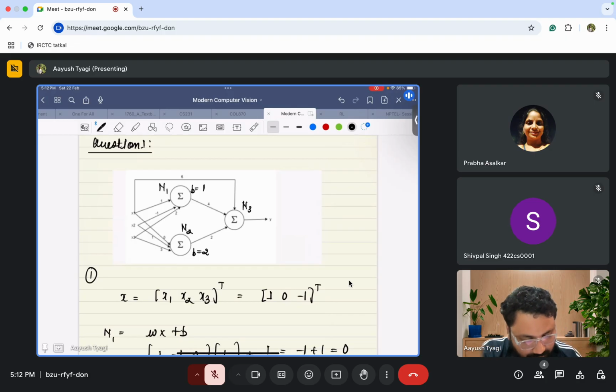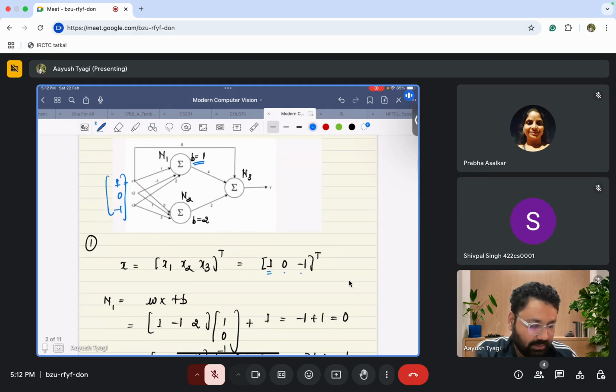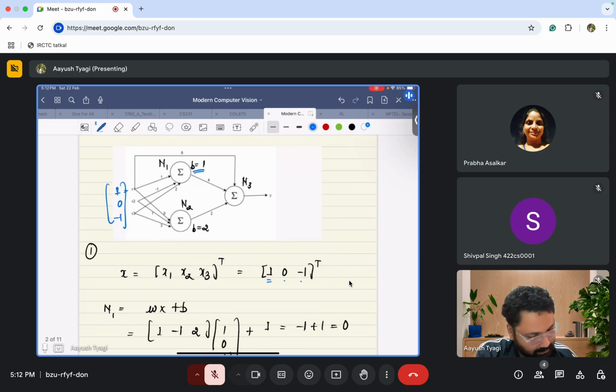This was question number 1, where you are given an architecture and provided the input, so x can take multiple values: 1, 0, minus 1. So x has a value of 1 0 minus 1. Let's name the nodes n1, n2 and n3, and we are provided that there is a bias of 1 in node n1, a bias of 2 at node n2, and node n3 as well.